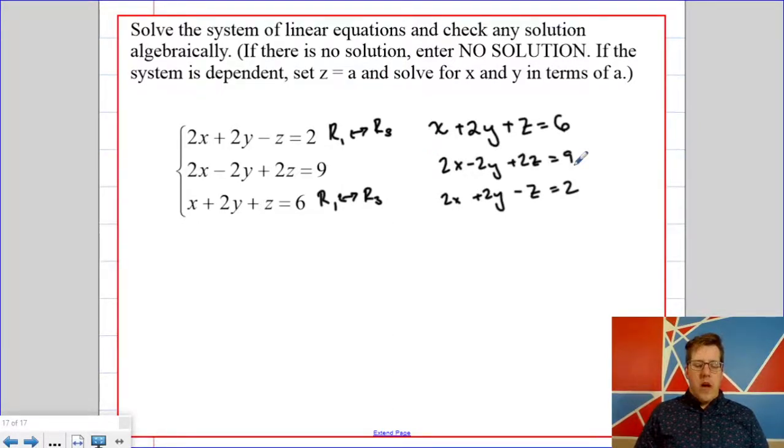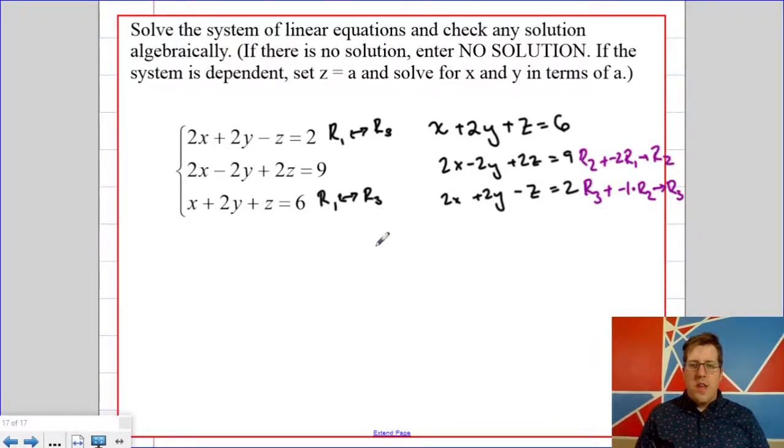All right, now I am going to use the other rows to cancel out this position right here and this position right here. It doesn't matter how you choose to do this. You can either use the top row and the middle row, or you can use the top row for both of them. So I am going to use the top row for one and the middle row for another.